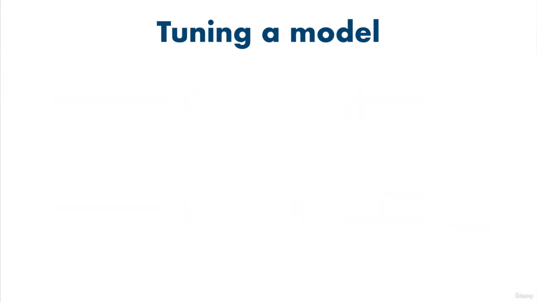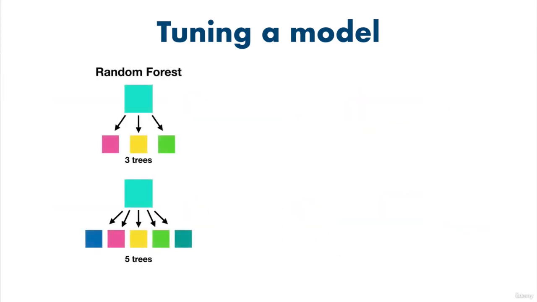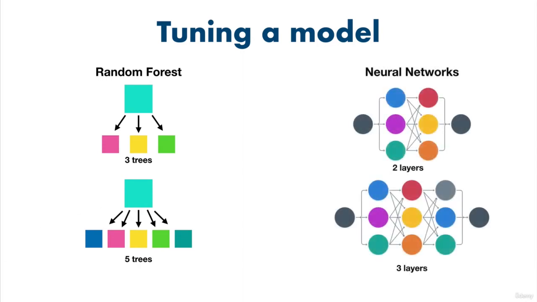Depending on what kind of model you're using will depend on what kind of hyperparameters you can tune. For example, a random forest will allow you to adjust the number of trees. In this one, we've got 3 trees. In this one, we've got 5 trees. Don't worry, we'll have a look at the random forest. This is a type of machine learning algorithm. We'll check this out in a future lesson. And a neural network will allow you to adjust the number of layers. Again, we'll look at a neural network in a future lesson.